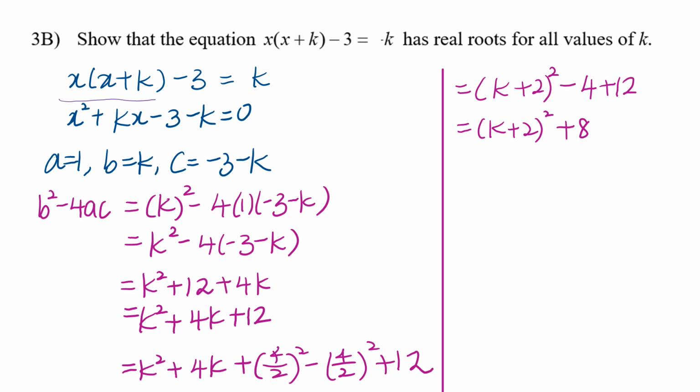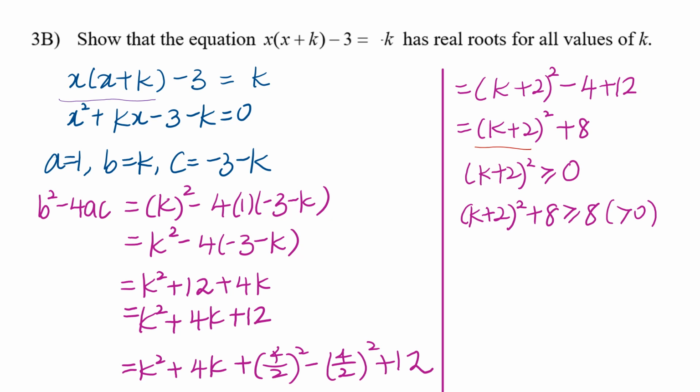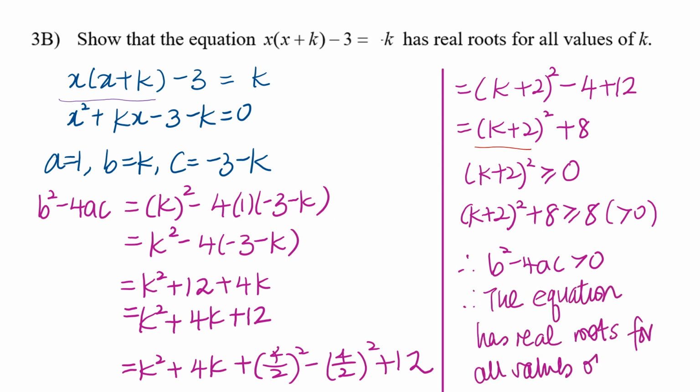And for the explanation, we always start with this guy: something squared. That will always be positive, more than or equal to 0. We add 8 to both sides, and it will be more than or equal to 8. Of course, 8 is more than 0. So therefore, b squared minus 4ac is more than 0. And therefore, the equation has real roots for all real values of k. This is how we do it.